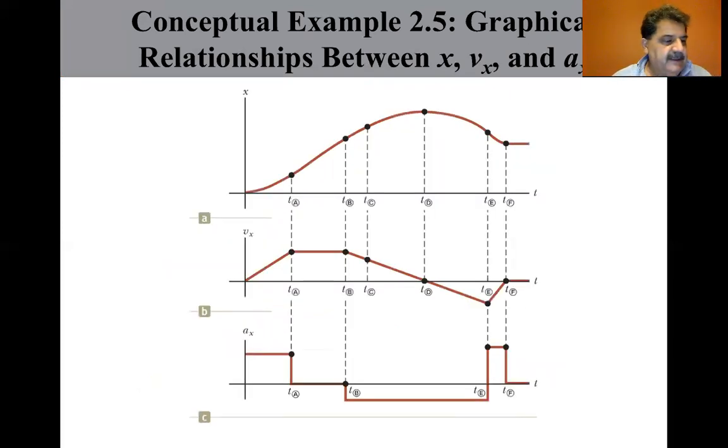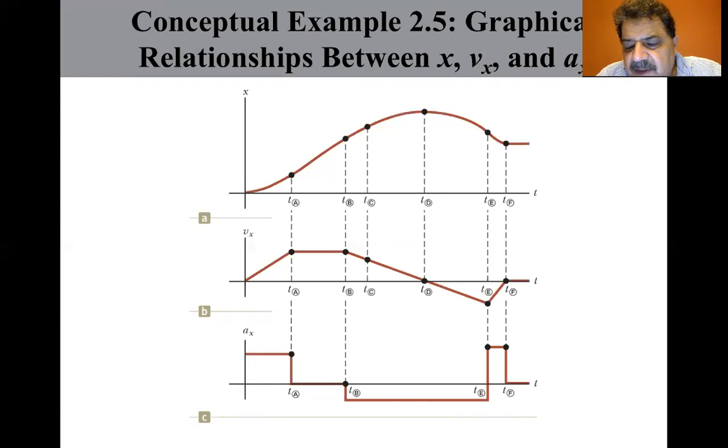All right, now let's add acceleration to this graph. The acceleration at any instant is the slope of the tangent to the Vx versus t graph at that instant. The graph of acceleration versus time for this object is shown in the bottom figure. The acceleration is constant and positive between 0 and t sub a, where the slope of the Vx versus t graph is positive.